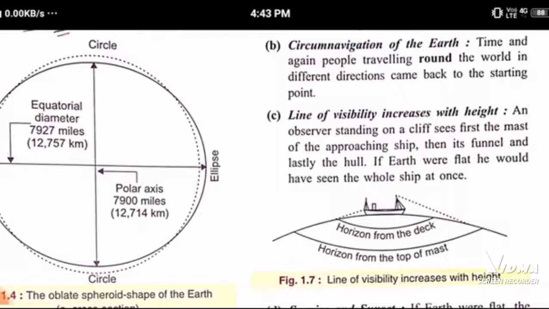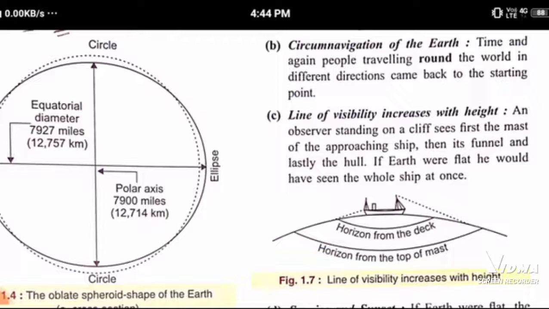If the earth were flat, he would have seen the whole ship. So what he's trying to say is, if we are standing on a high place or on a cliff, then we see the mast of the approaching ship, meaning the highest part of the ship. Why?